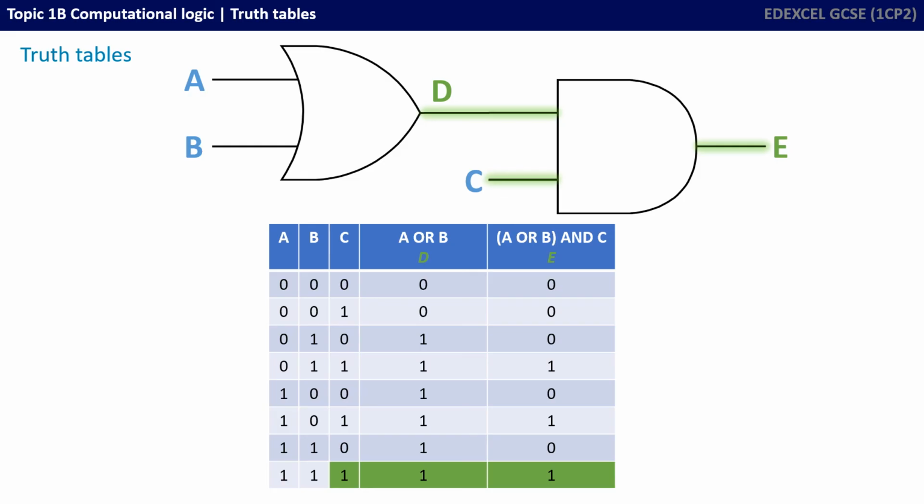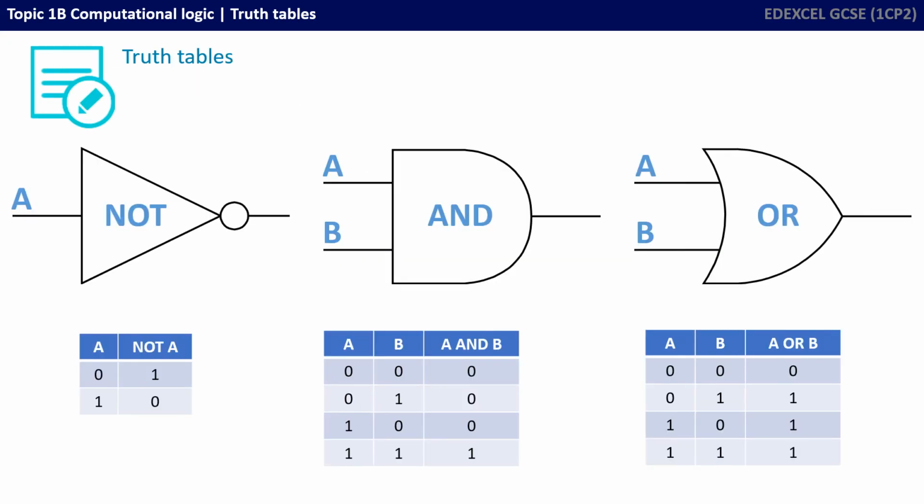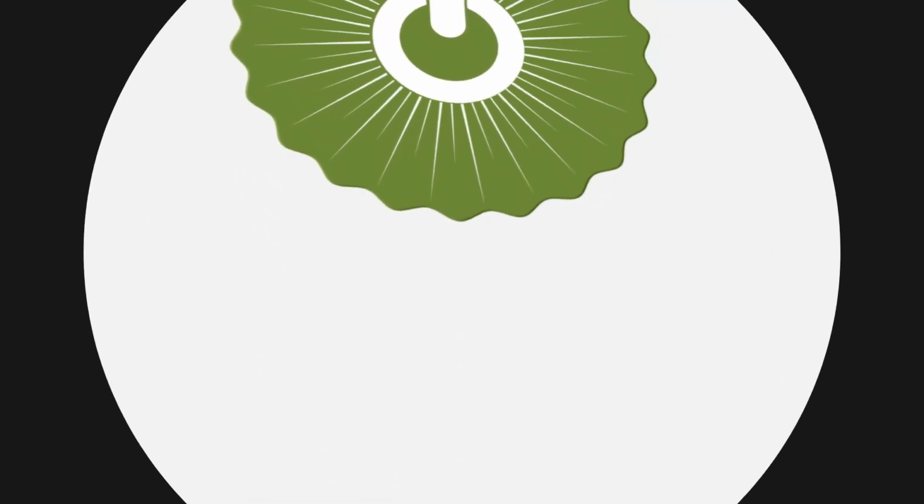So although at first it can look a bit daunting, if you break it down step by step, it really is quite straightforward. So let's just have a little recap then on the screen for you to take some notes. These are the 3 basic gates you need to know about for GCSE and their associated truth tables.